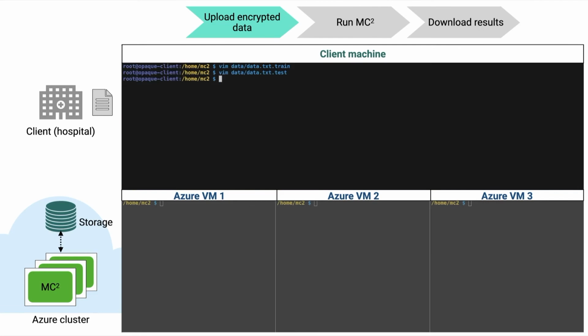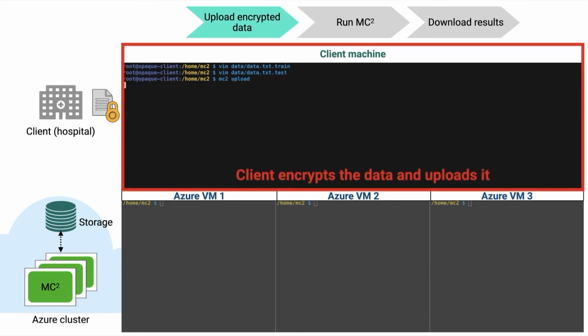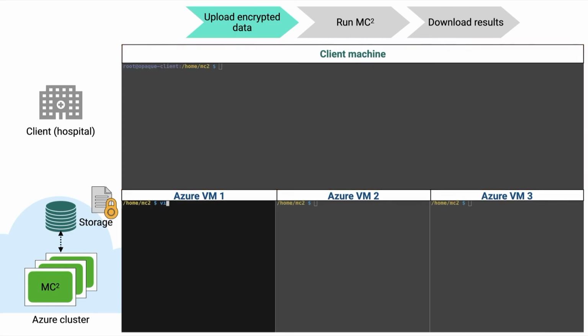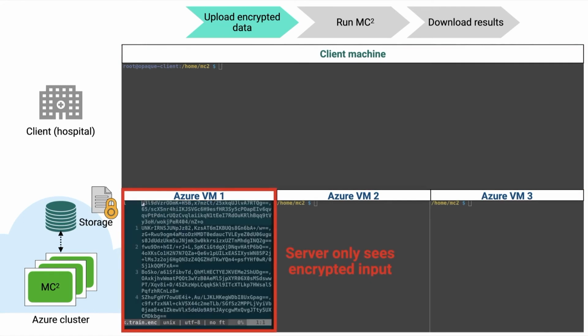The user first executes the command MC² upload. This command automatically encrypts the user's data with a secret key and uploads it to Azure storage from where the server can access it. As you can see, the server only sees the encrypted data, which is indistinguishable from random characters, and cannot decrypt it because it does not have the key.